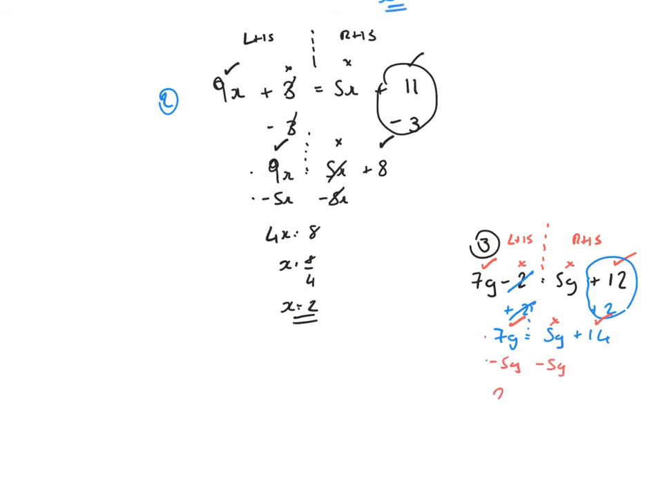7g take away 5g is 2g. They cancel out, leave me with 14. Then bring the 2 down, divide. 14 divided by 2 is 7. Final answer. Okay, let's try another.